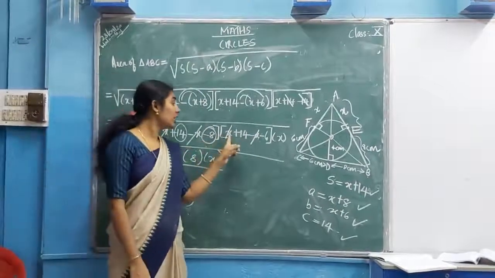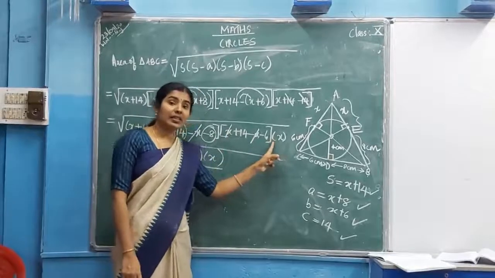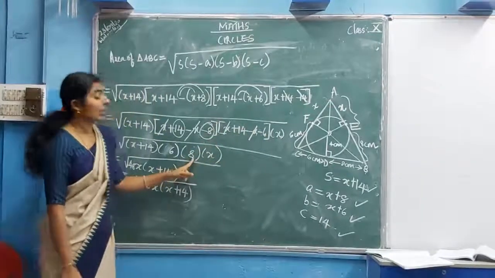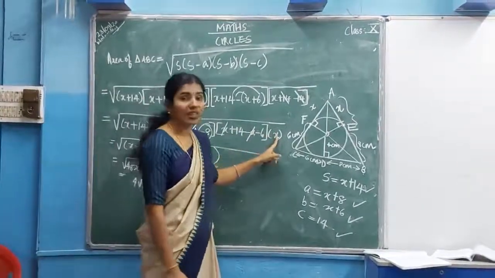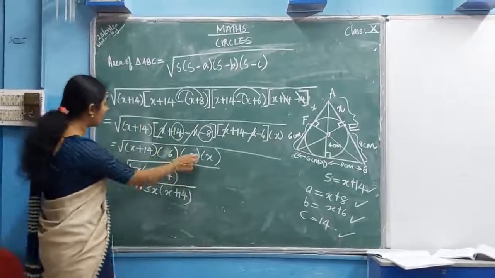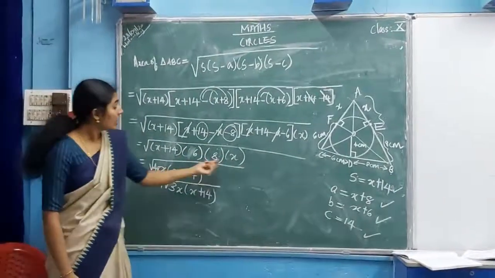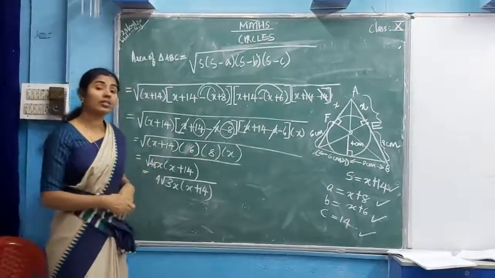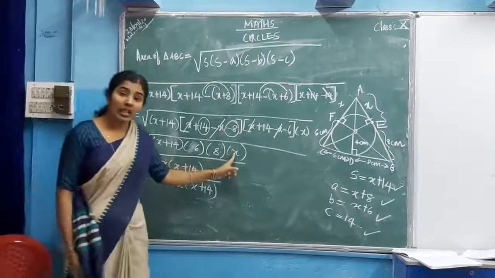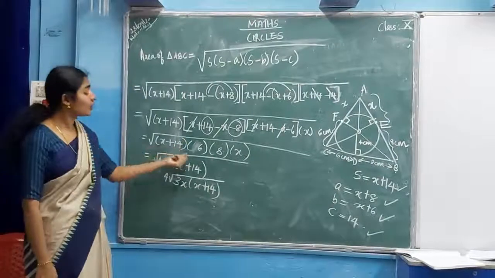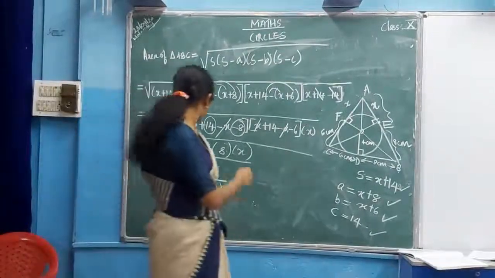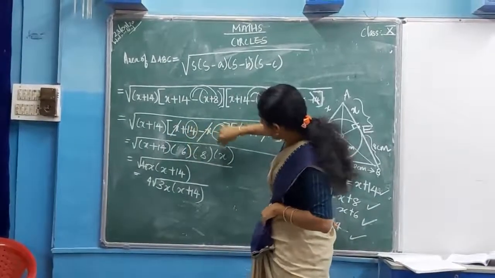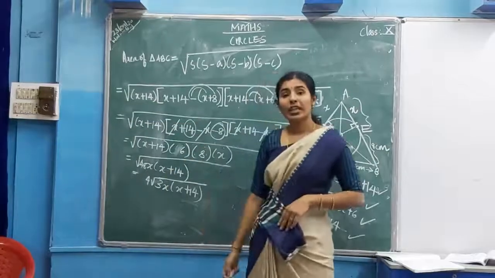So you can cancel x and minus x. Now what is remaining? 14 minus 6, that is 8. See the last term is x. And you know 6 8s are 48. Rearranging this one, changing the order of the terms, what you will get? 6 8s are 48. So 48 into x into x plus 14.